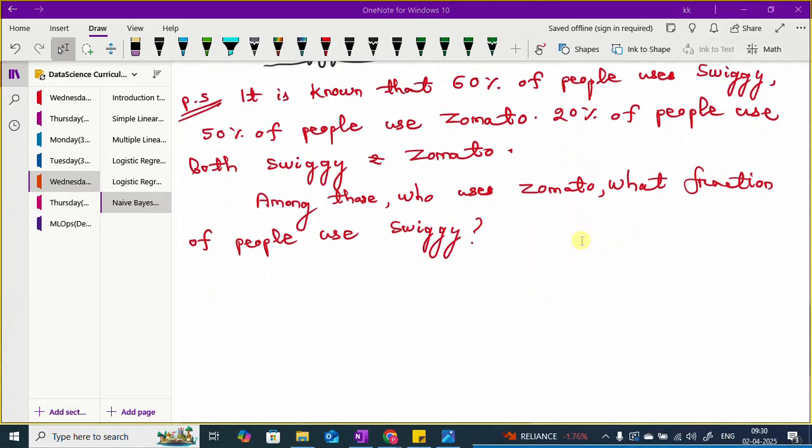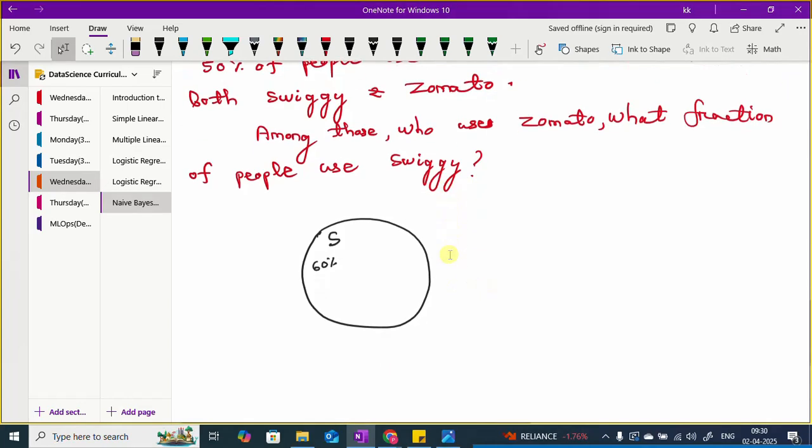Okay. From this problem statement, guys, I'm trying to draw a Venn diagram or set diagram. Now try to help me. Okay, what is it telling? Let me take a different color. It's telling 60%. 60% of people are using Swiggy. So let's say this is Swiggy, I'm writing yes. This is my 60%. Then it's telling 50% of people are using Zomato. So let's say my Zomato is here, Z. This is 50%.